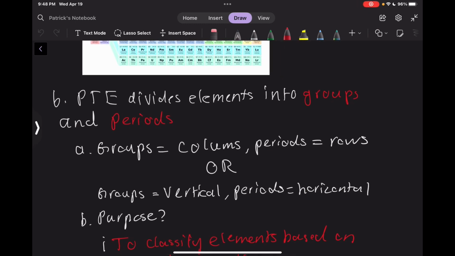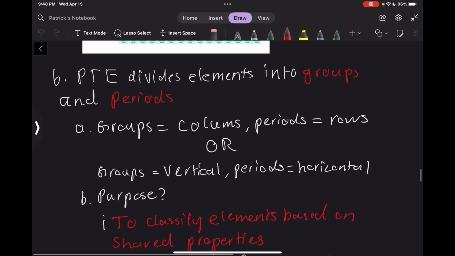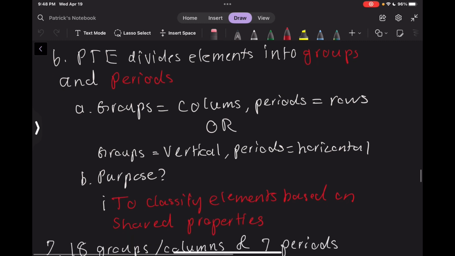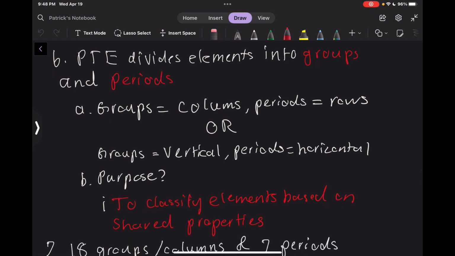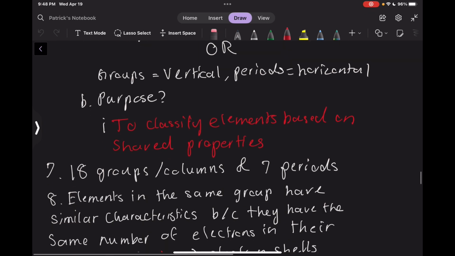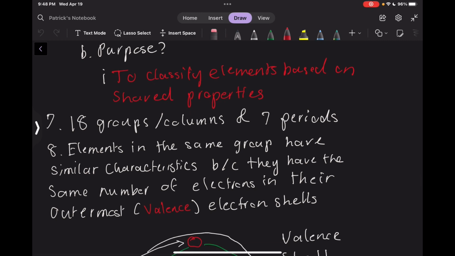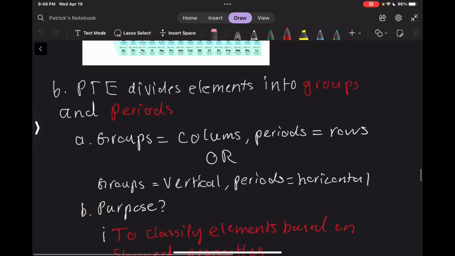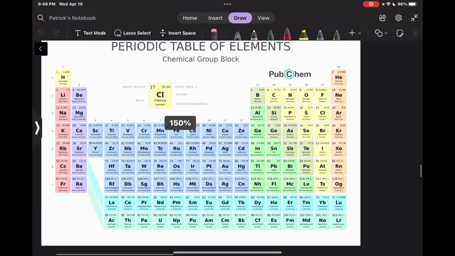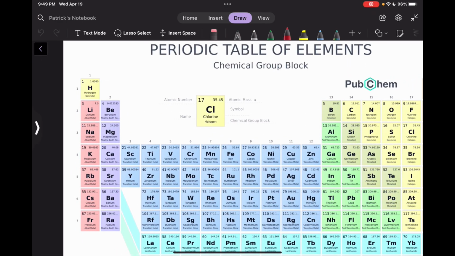The periodic table divides elements into two types of classifications, groups and periods. Groups are the vertical columns, while periods are the horizontal rows. In other words, groups run up and down, while periods run from left to right. The purpose of both groups and periods is to classify elements based on shared properties. There are 18 groups found on the periodic table, and that's what these numbers running along the top of the table represent. The number 1 here on the top left-hand side represents group 1, the number 2 next to it represents group 2, and so on and so forth.